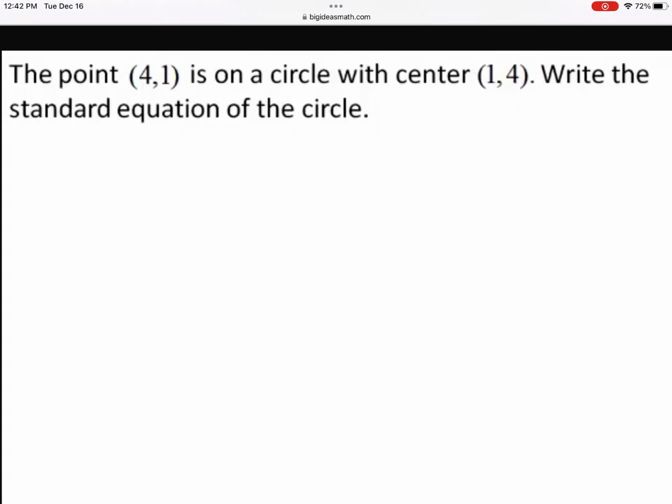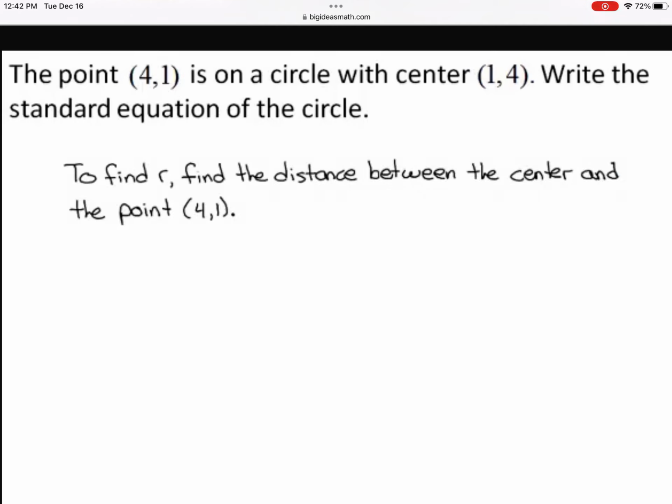The point 4, 1 is on a circle with center 1, 4. Write the standard equation of the circle. To write the standard equation, you need to know the values of h, k, and r. To find r, find the distance between the center and the point 4, 1.